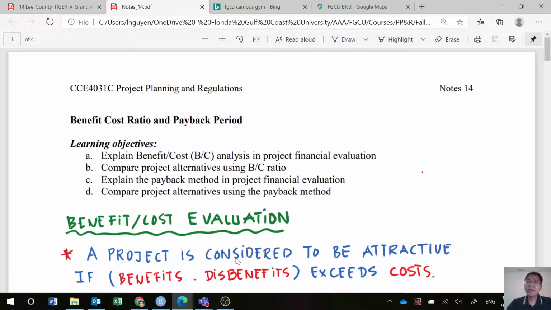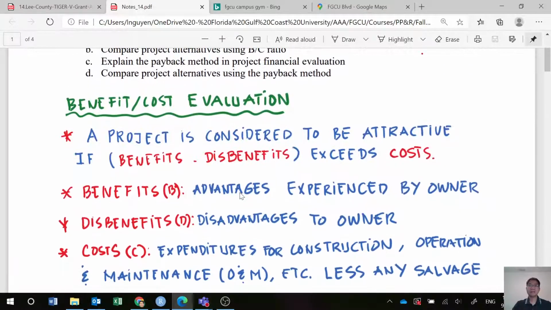In this class, we learn the benefit cost analysis and payback period. Our learning objectives are to explain the benefit cost, B over C analysis in project financial evaluation, and then use that benefit cost analysis to evaluate project alternatives. Then we explain the payback method, and compare the project alternatives using the payback method. So let's start with the benefit cost analysis.